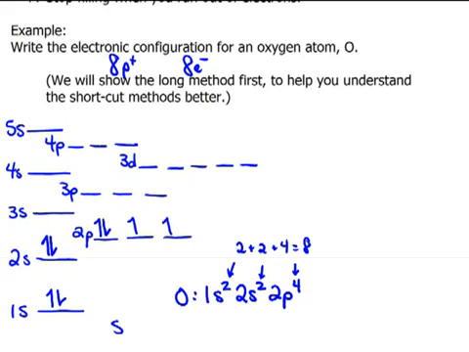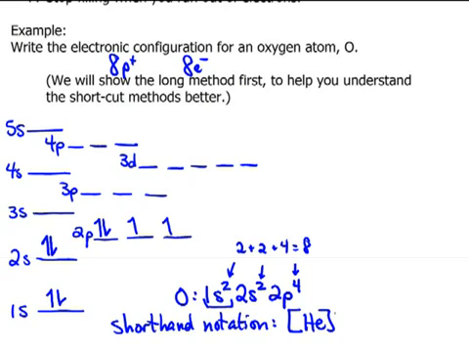Now I can also write the shorthand notation. For the shorthand notation, I separate the core electrons from the valence electrons. This becomes very important for Lewis dot structures. So the shorthand notation, the core is going to be the noble gas that's 1 row up. I look at oxygen on the periodic table. 1 row up, the noble gas is helium. Helium has 2 electrons. So I take out the 1s2, that's the core electrons. That leaves 2s2, 2p4. And that's the electron configuration for oxygen in the longhand and the shorthand notation.